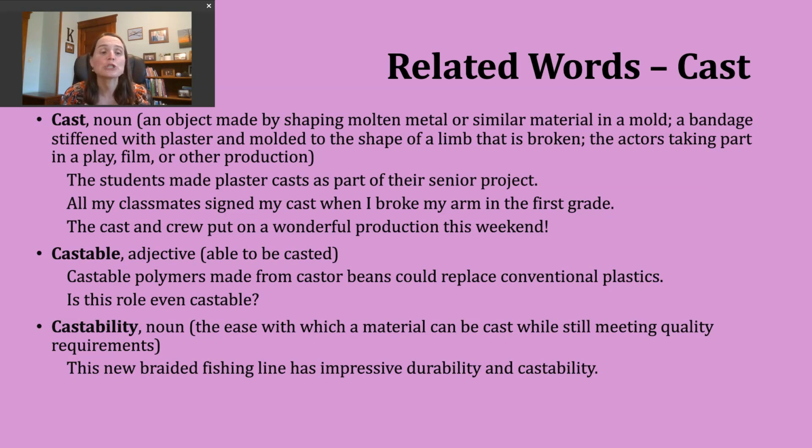An example of this: new braided fishing line has impressive durability and castability. So that particular sentence really goes back to that idea of fishing, right? So it's talking about the quality of the line as well as its sort of ability to last as someone continues that process of fishing.